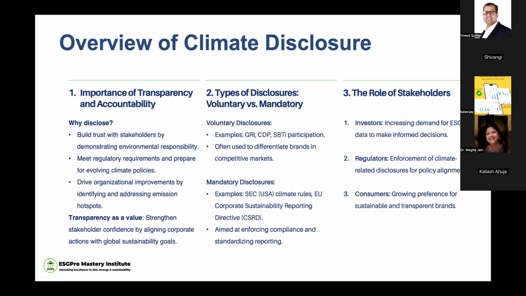But once you have adopted, GRI and CDP are very easy to navigate because still there is some maneuvering allowed. But with SBTi, there is the least maneuvering around. Why? Because there are auditors who come and check you. Now, often these are used for differentiating the brand image in competitive markets.